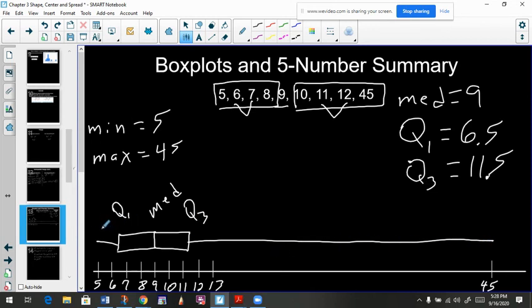Now, each section of a box plot represents 25% of your data. So from the minimum value to quartile 1, 25% of your data falls there. That would be considered the 25th percentile. From quartile 1 to the median would also be 25%. That is sometimes referred to as the 50th percentile, the middle: 50% less than it, 50% more than it.